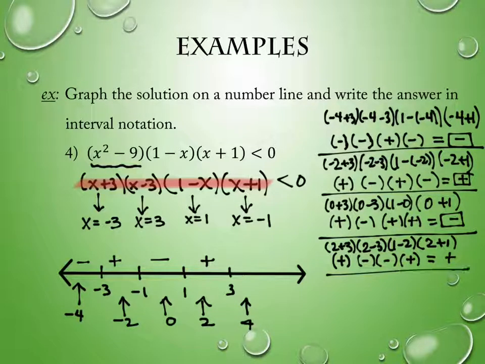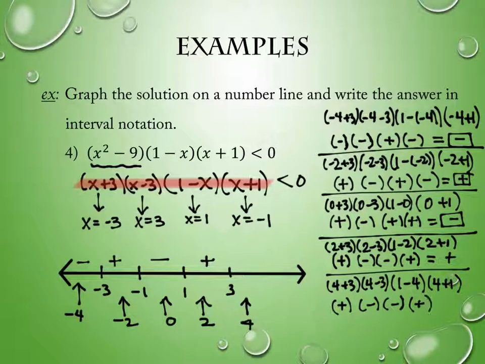And then I have the number 4. So 4 plus 3, 4 minus 3, sorry, it's 1 minus 4, and then 4 plus 1. Okay, so I have positive, negative, negative, positive. Did I get those right? Oh, that one was a positive, sorry. Positive, positive, negative, positive. Which is a what? A negative.